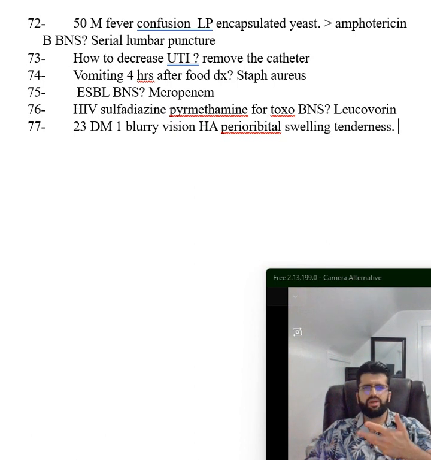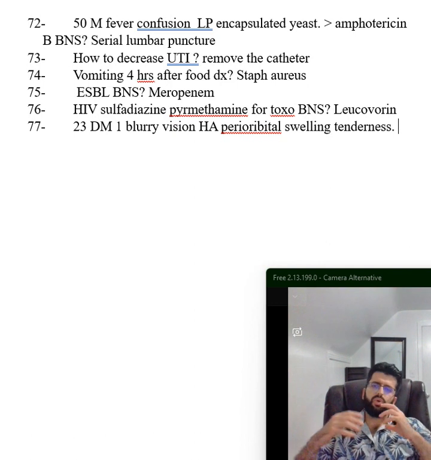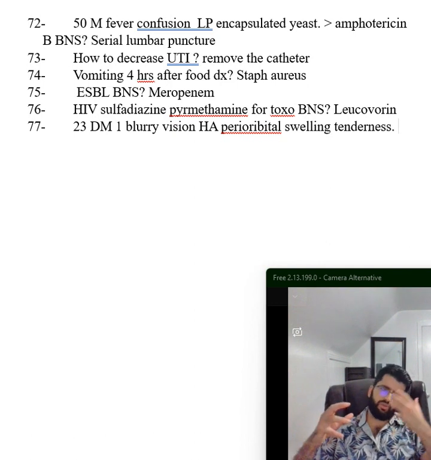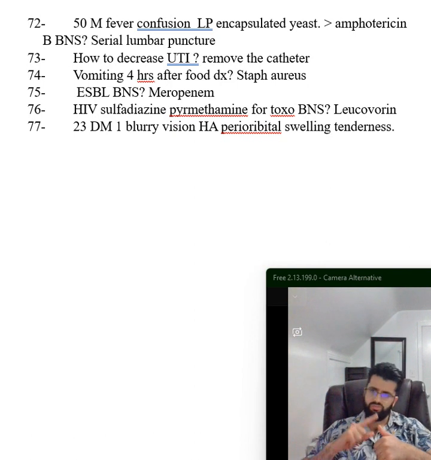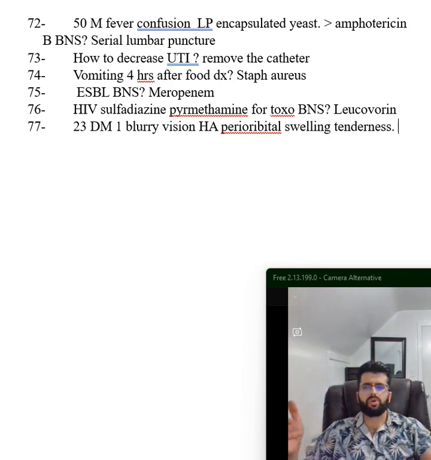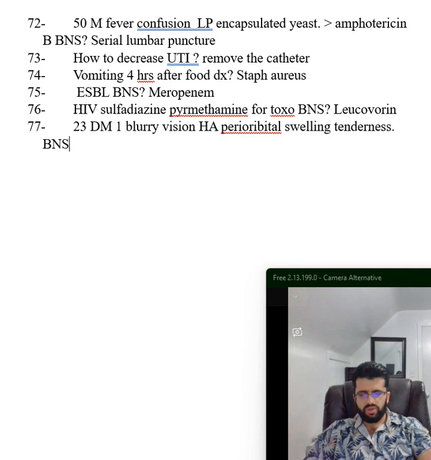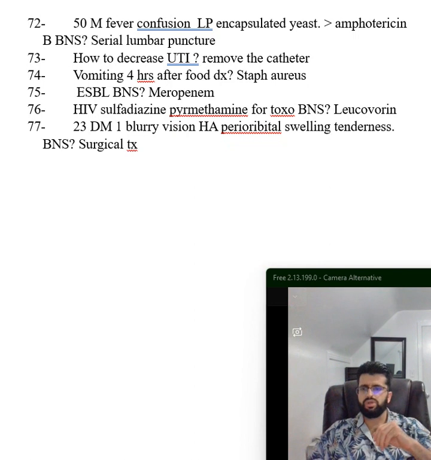What could cause that? It's called rhinoorbital cerebral disease. This is what it infects most commonly. It usually targets HIV patients and type 1 diabetics. This is mucormycosis. Whenever a type 1 diabetic has some swelling in the face, just think of that. The treatment is surgical. You need surgical treatment because this causes necrosis.